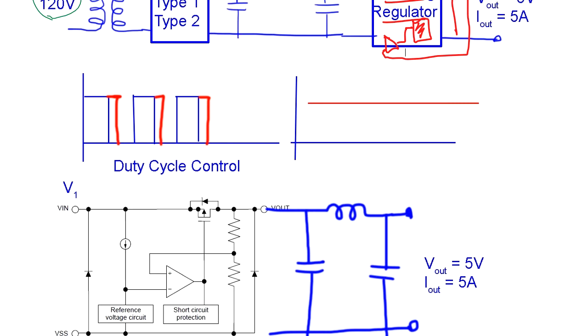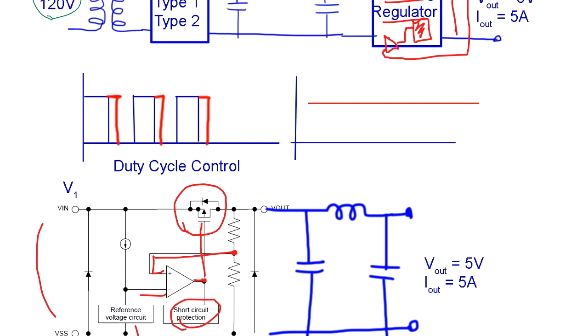Duty cycle control. This is the IC chip, Vin, and this is a switching transistor. It's on and off, and this is the output voltage. It goes back and monitors, and if output voltage is low, it turns on early, so the duty cycle increases. There is also short circuit protection: if it's overloaded, it shuts off. There is a reference voltage.